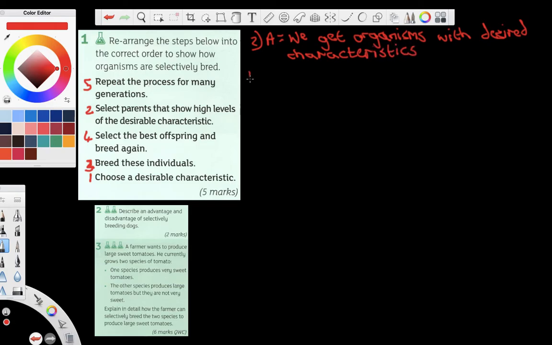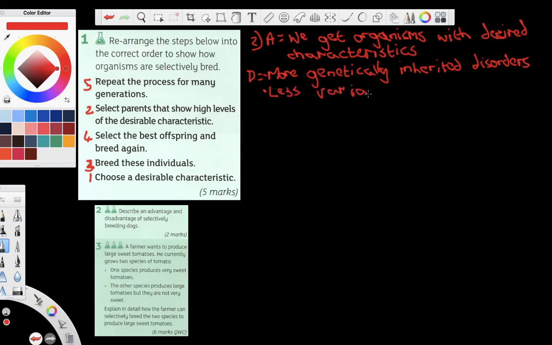For disadvantages, you needed to say that we get more genetically inherited disorders, and you could have said that there is less variation. So by doing selective breeding, variation is reduced. So for 2 marks, you needed to say for one, we get organisms with the desired characteristics, and the disadvantages, you could have said either there's more genetically inherited disorders or less variation.